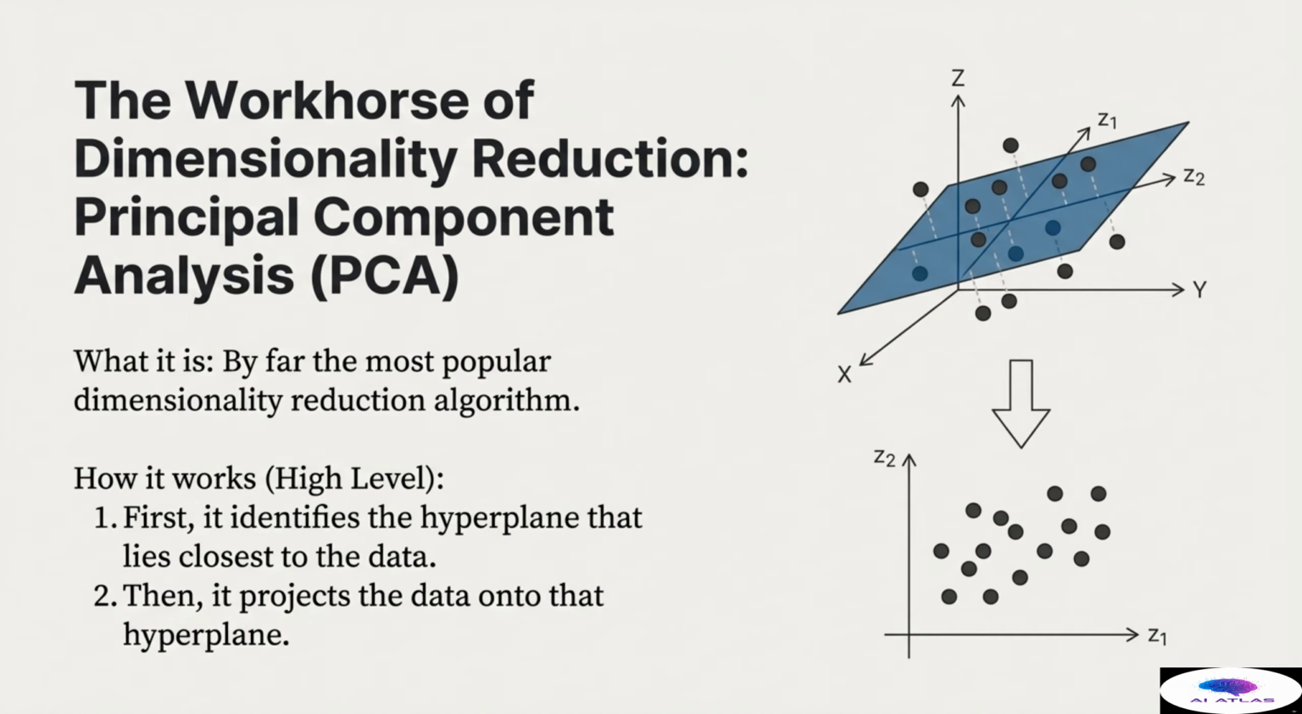First, the algorithm identifies the hyperplane, which is the lower dimensional flat subspace that lies closest to the overall data cloud. It calculates this plane to minimize the average square distance from every data point to the plane. This ensures that the hyperplane is the best possible linear fit for the structure. Second, once the optimal hyperplane is defined, the algorithm simply projects every data point onto that new surface. If the original data lived in X, Y, Z space, and we chose a two-dimensional hyperplane, the result is a reduced dataset that now lives in a new two-dimensional space defined by the projected axes, Z1 and Z2.